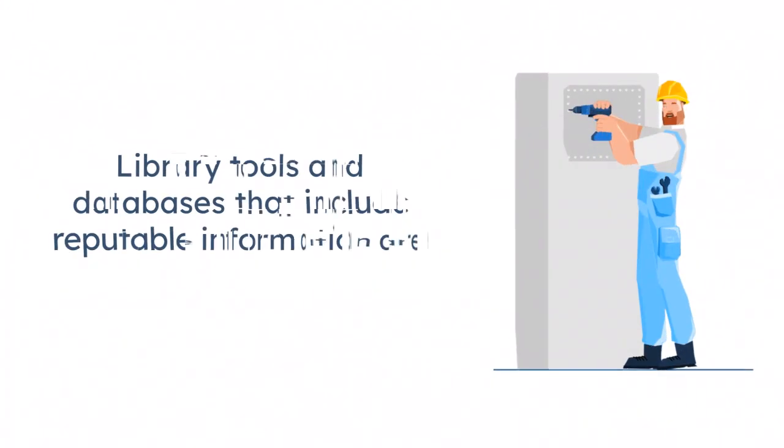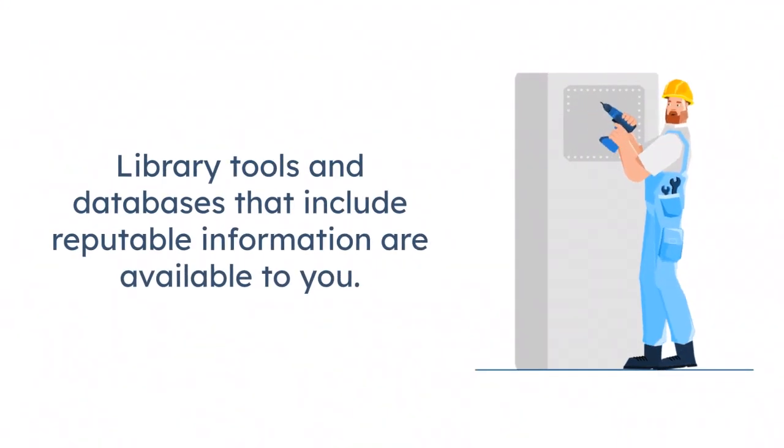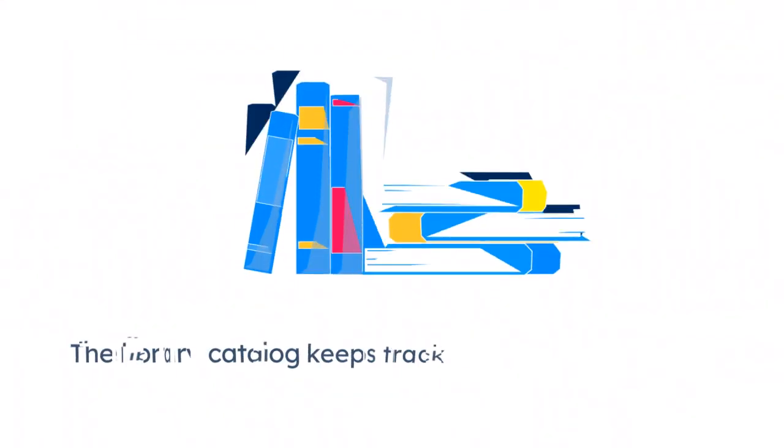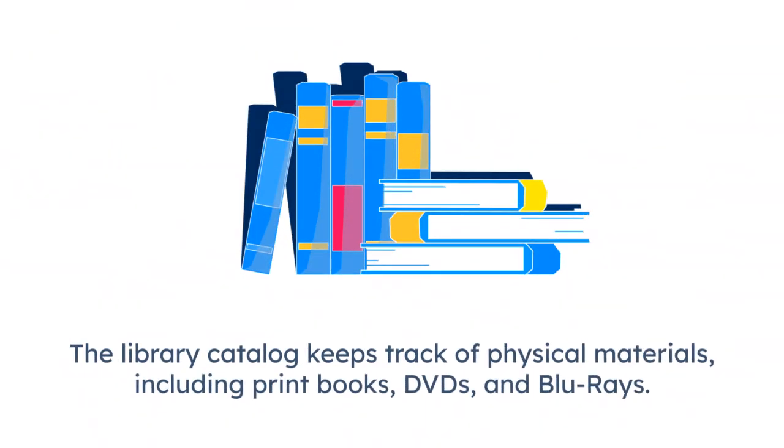The library subscribes to several databases that include reputable information. Databases are good for finding scholarly journal articles, trade publications, news articles, print books, ebooks, and streaming videos. We also have a library catalog that keeps track of our physical materials. The catalog is good for finding print books, DVDs, and Blu-rays.